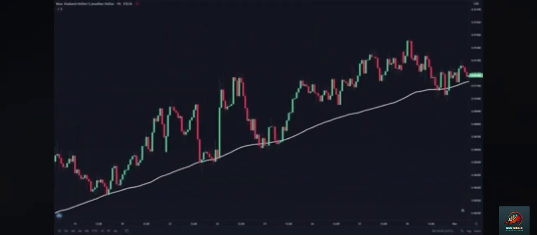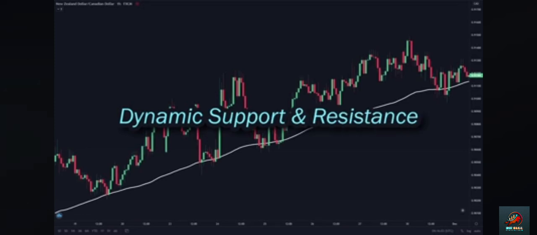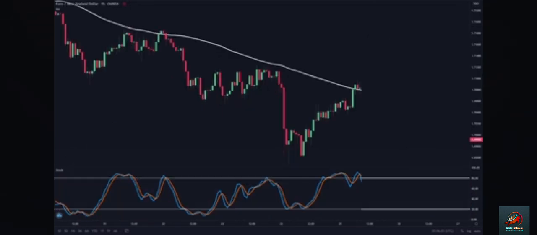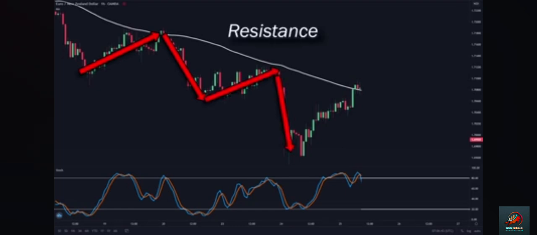Another way of using the moving average is by trading it like support and resistance. And another indicator that is perfect for the strategy is the stochastics. So here's an example of how the strategy works. In this chart, we can see that the price went up to this level, hit and reverses downwards. This happened multiple times, which further confirms that the moving average is acting as a resistance.